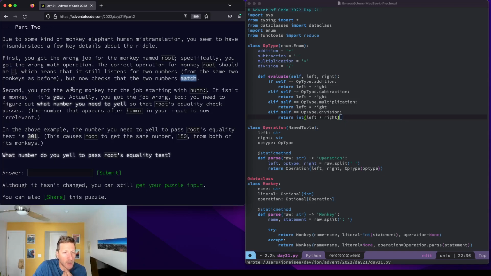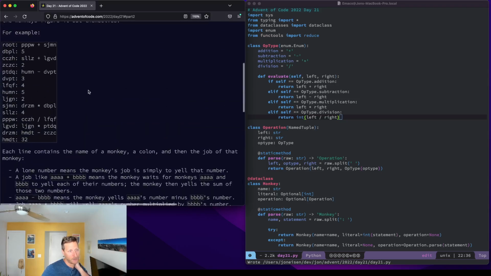Second, you got the wrong monkey for the job starting with human. It isn't a monkey, it's you. Actually, you got the job wrong too. You need to figure out what number you need to yell so that root's equality check passes. Whatever appears after human in your input is irrelevant. Okay. All right. So now we have to do reverse stuff here.